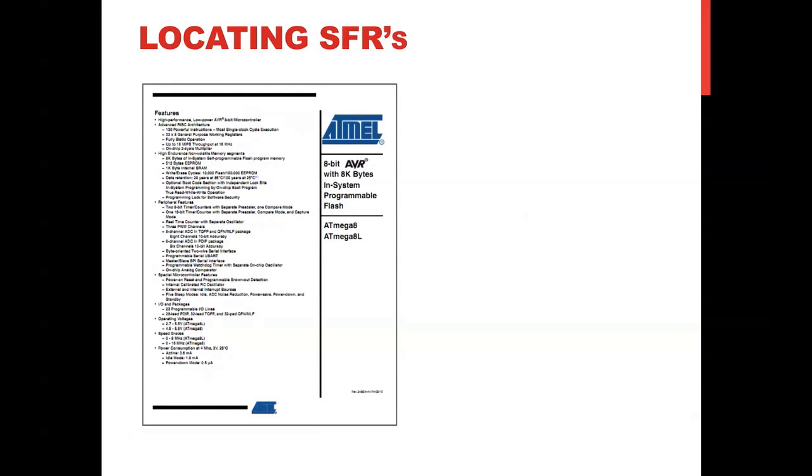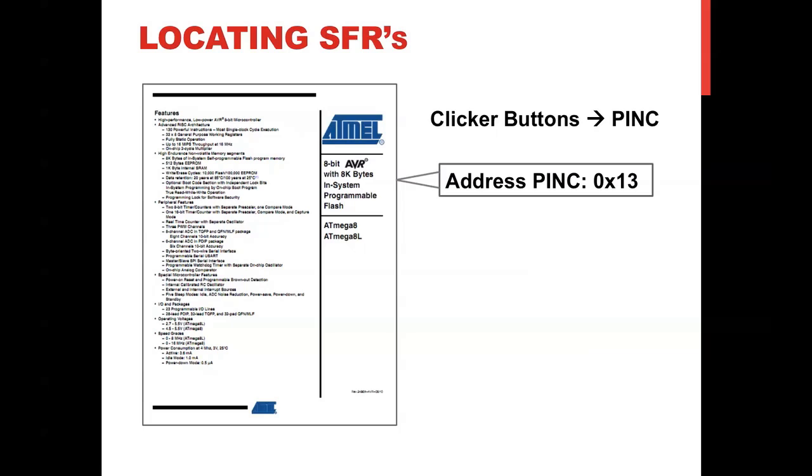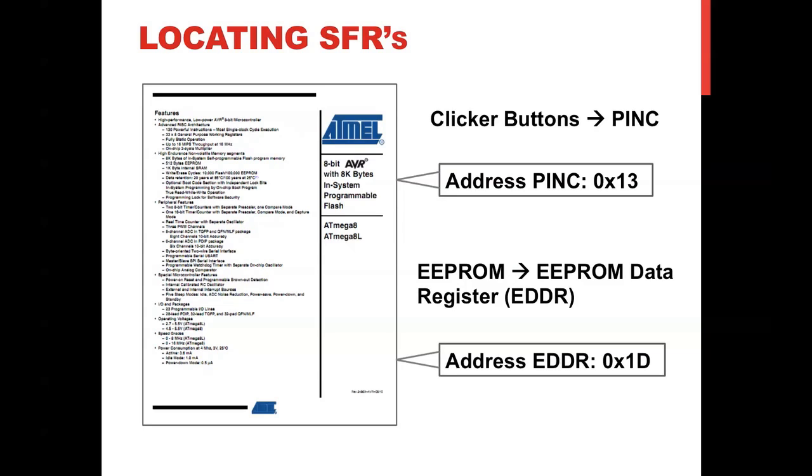So, we pulled out the trusty datasheet for the ATmega8 microprocessor and started searching for what we thought would be important special function registers. By looking at the PCB and testing it with a multimeter, we were able to determine that the clicker buttons were attached to pin C of the microchip, and the datasheet told us that pin C corresponds to memory address 13 in program memory. The next important address was determining where in the code the EEPROM was read to read the stored clicker ID, and this mapped to memory address 1D.